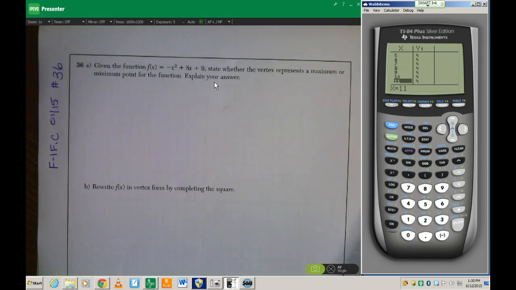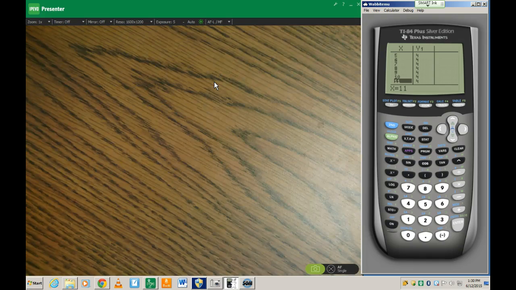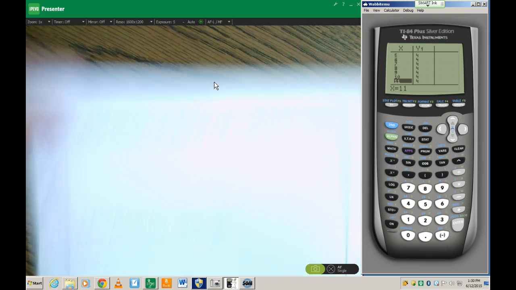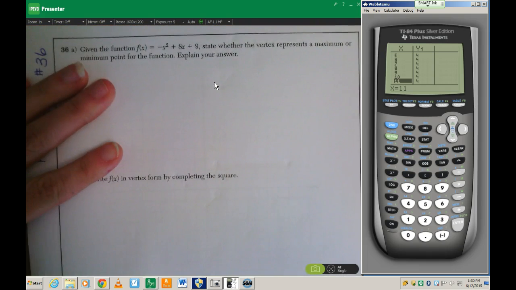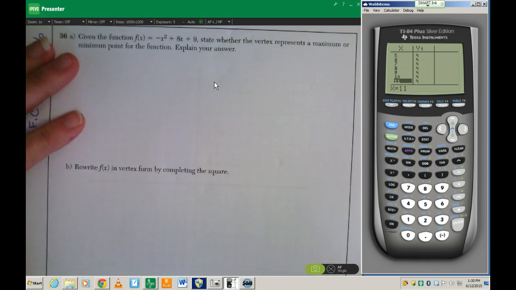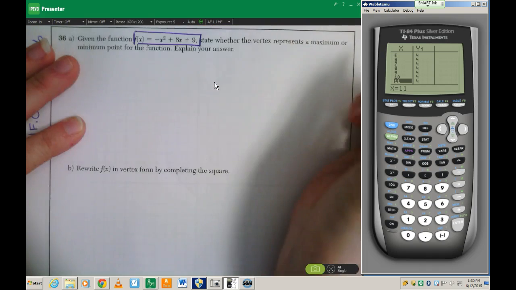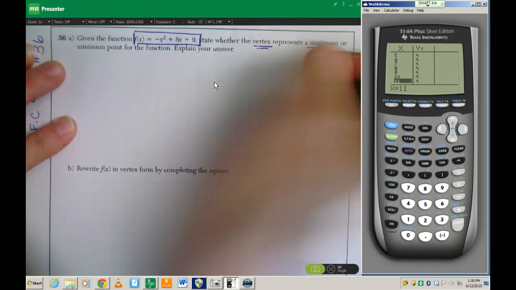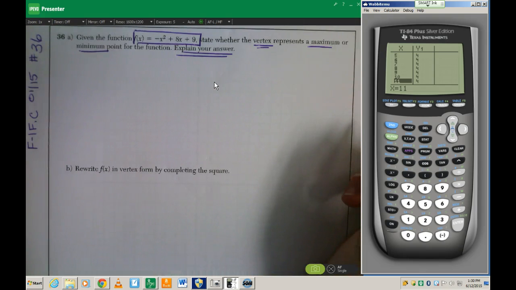Now we have, let's see, F-IF-C again, question number 36. This is our last one. Okay. 36 is a 4-pointer. Given the function, negative x squared plus 8x plus 9, state whether the vertex is a max or a min for the function. Explain. So, what do you think I'm going to do?